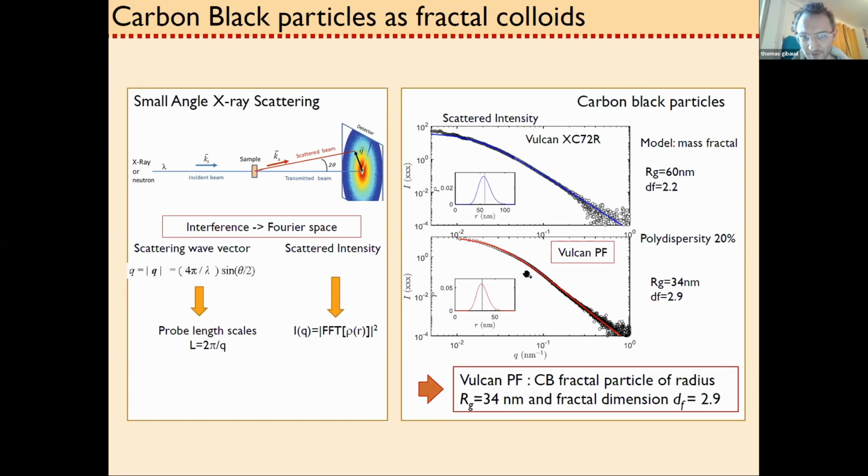So I'm working with the red particle, which is Vulcan PF. And those guys are quite small. They're about 34 nanometers, and their fractal dimension is very high. It's 2.9. So you have almost a sphere with a rough surface, which would be a fractal dimension of 3, or a slope of 3.